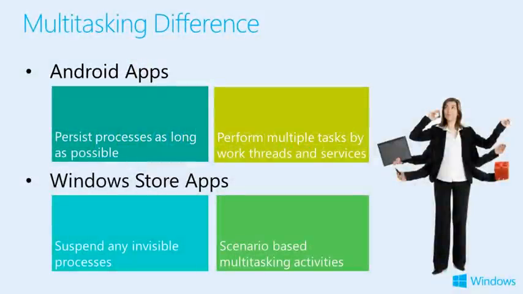This is a graph comparison on multitasking between Android and Windows Store apps. An Android application keeps the process as long as possible, so it can perform multiple tasks by worker threads and services without any additional code. Windows Store apps, however, will suspend any invisible processes. The suspended processes still stay in memory, but they cannot get CPU time unless they get resumed. It means by default, any task will be stopped if the application is switched out.